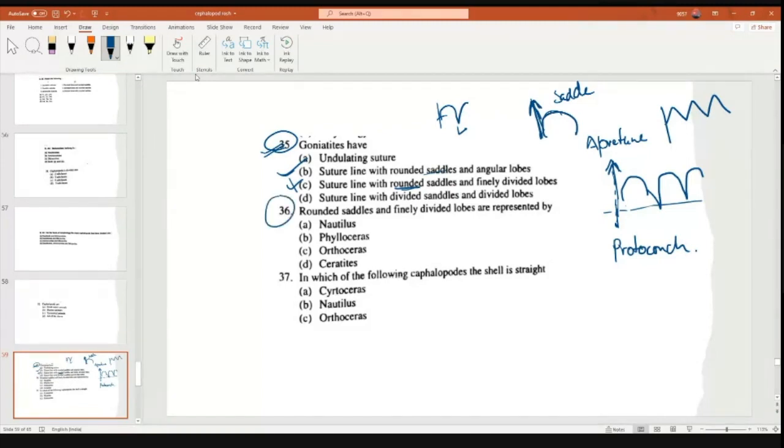Question number 36, guys. D, ma'am. D, exactly. Serrated, finely divided lobe. The lobes are the divided ones and the saddle is the rounded one. So these are all serratic suture lines. Question number 37.